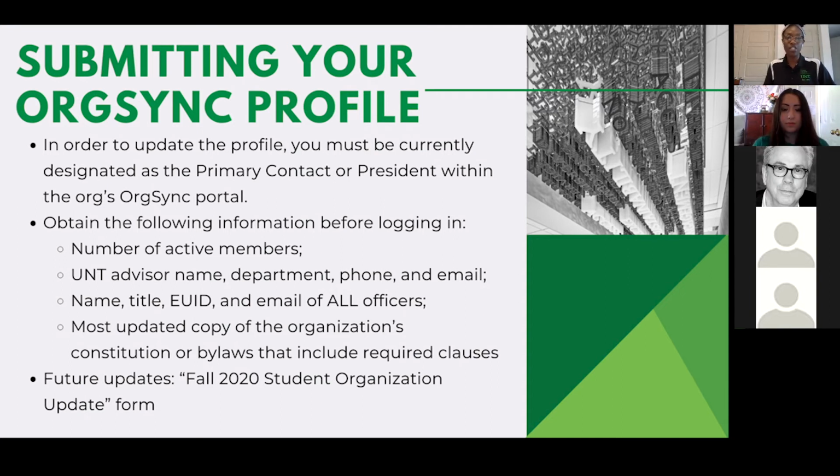A part of registration is you have to have at least 8 active members. They must include their UNT advisor's name, department, phone number, and email. They must also have an updated copy of their constitution and bylaws with the required clauses. Some of those clauses are making sure that your officers have a UNT cumulative GPA of a 2.4, that they're not hazing, that they're not discriminating against anyone, and that they're staying within university policy as well as state policies. And if you have any new elections, for organizations with an officer that can no longer be an officer, we do have an update form that will come right after registration.